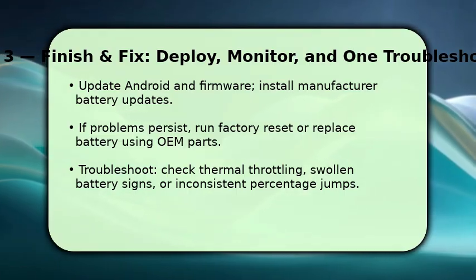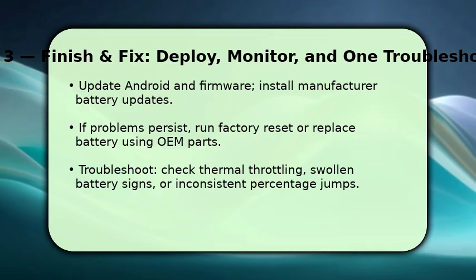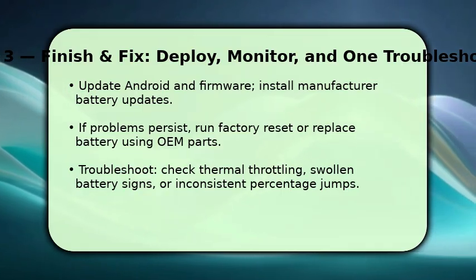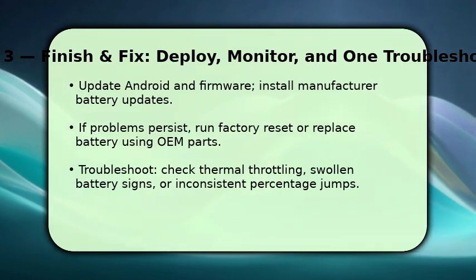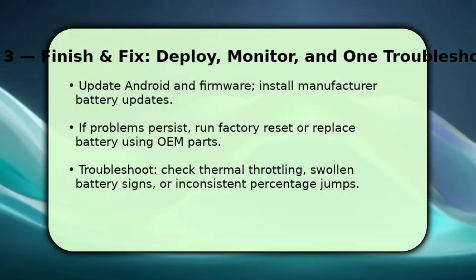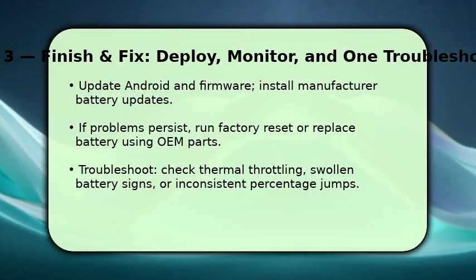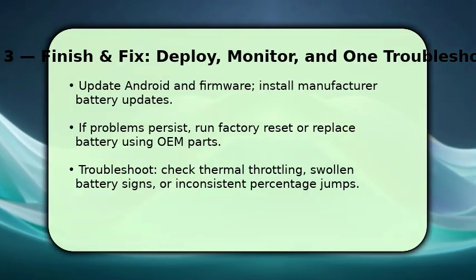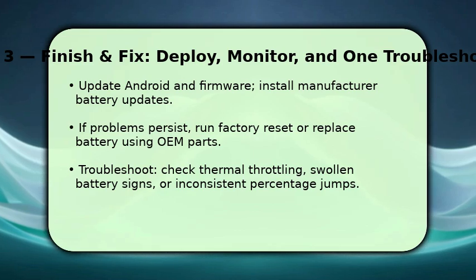Hardware wear is permanent. Make sure to inspect for swelling, thermal throttling, or sudden percentage jumps. If you see those, stop using the device and replace the battery. One troubleshooting tip: if percentage jumps continue, use a hardware diagnostic tool or visit an authorized service center.